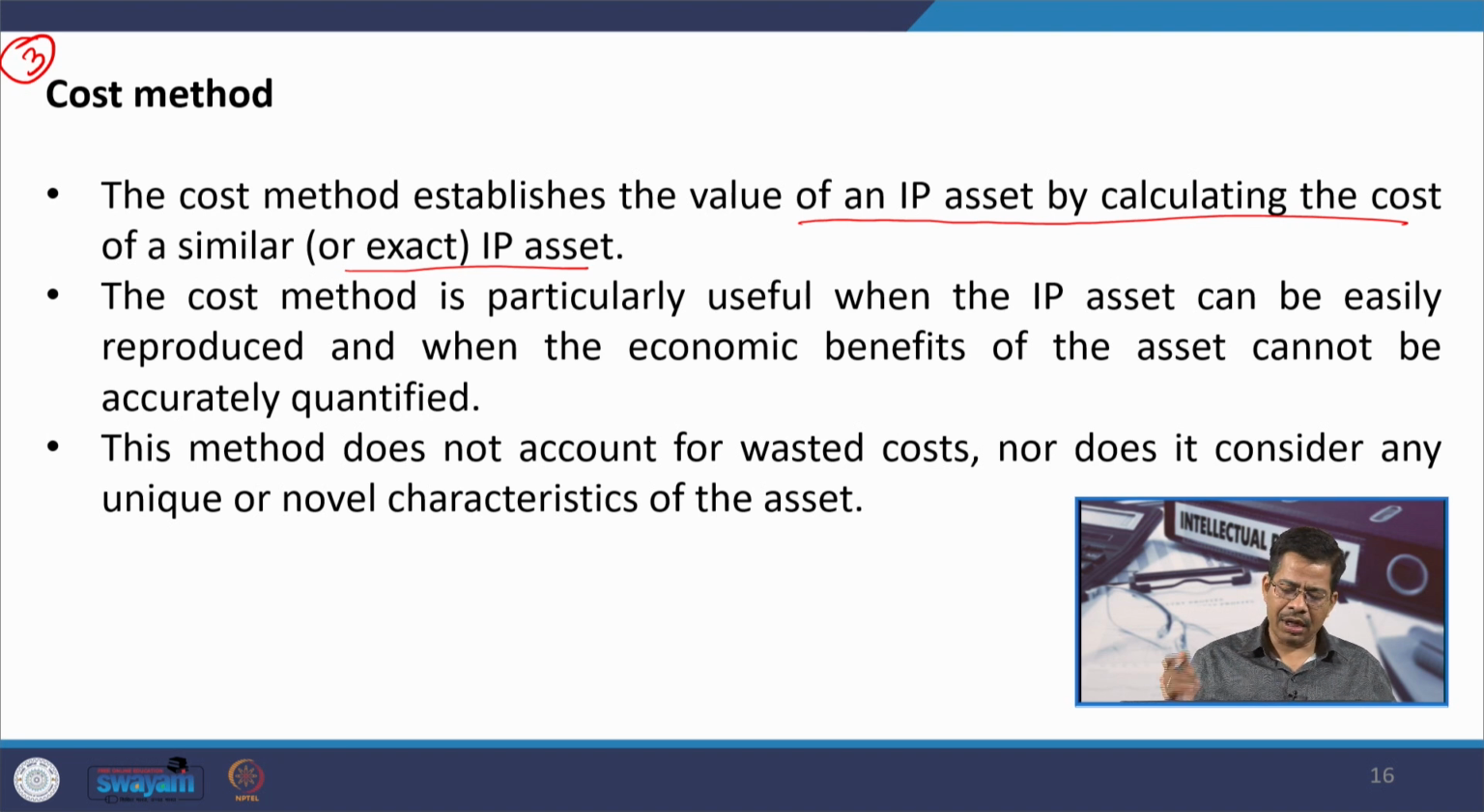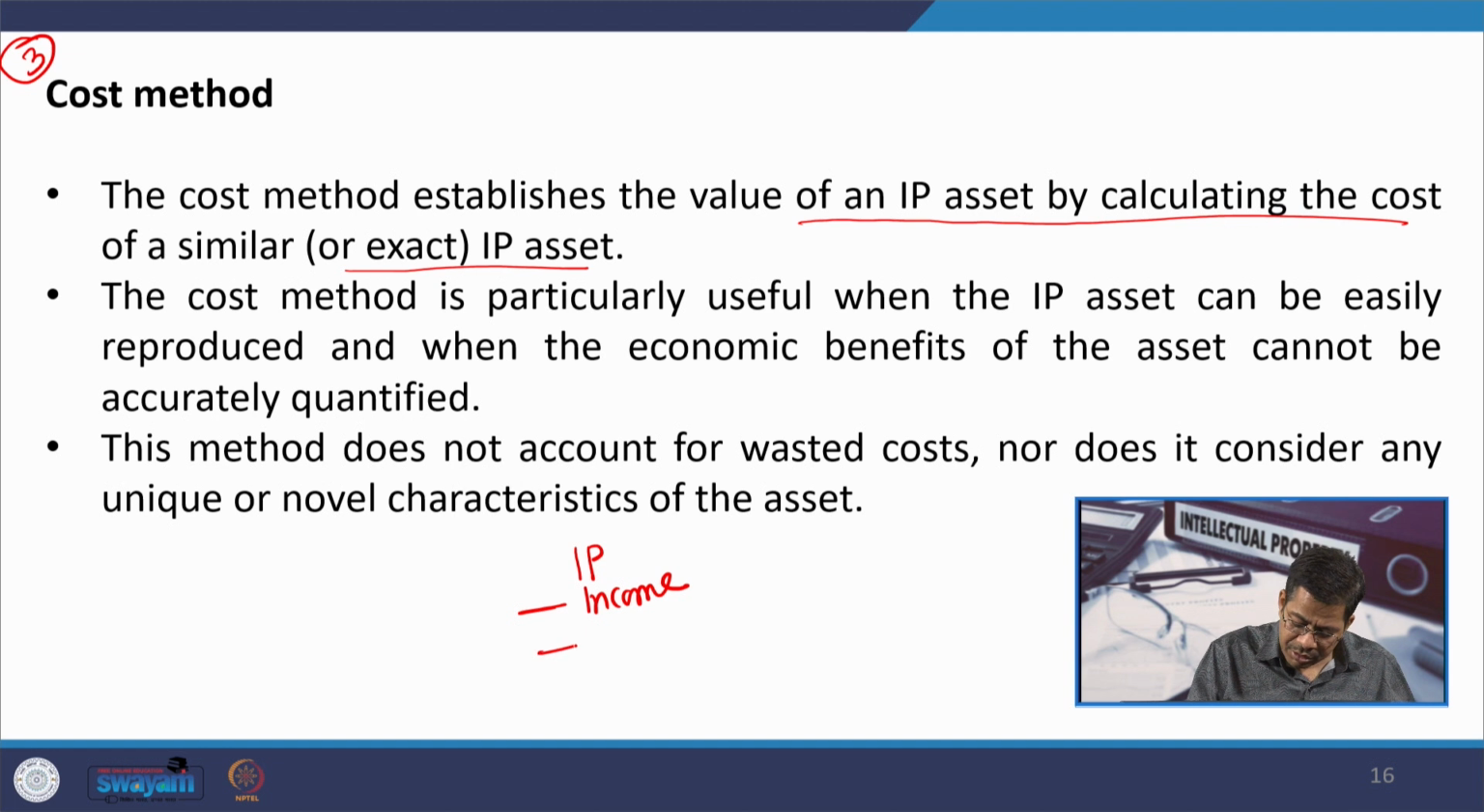Generally, if I find the same kind of IP and use these three methods, maybe I will always see that the value of my IP comes out minimum using the cost method, and generally I will anticipate the highest IP value by the income method, because sometimes I inflate, maybe slightly giving extra income to my IP, since I am having some kind of attachment.